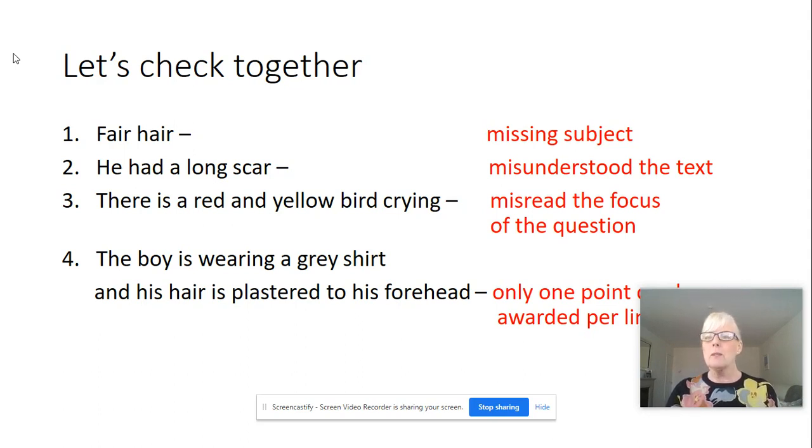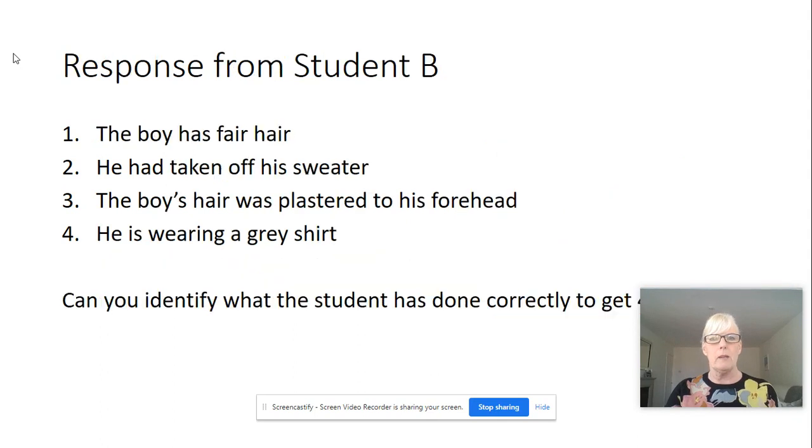So let's have a look at what student B has responded with. So here's our response from student B. The boy has fair hair. He had taken off his sweater. The boy's hair was plastered to his forehead, and he is wearing a grey shirt. So can you identify what the student has done correctly to get 4 full marks?